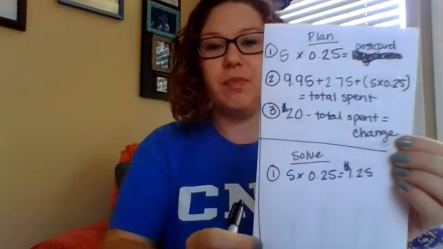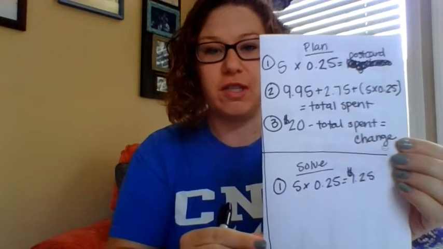Now that we have our plan, we're going to move on to the solve square, which is where we actually get to do the math. So I first am going to figure out how much money these postcards cost. So my 5 times 25 cents, I know that there are 4 quarters in $1 plus one more. That's going to give me $1.25 for his postcards.